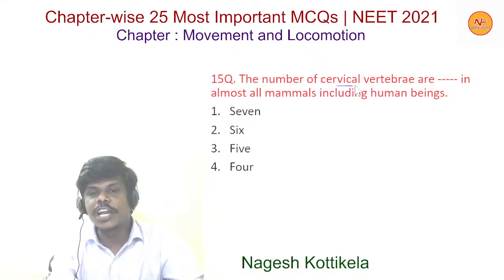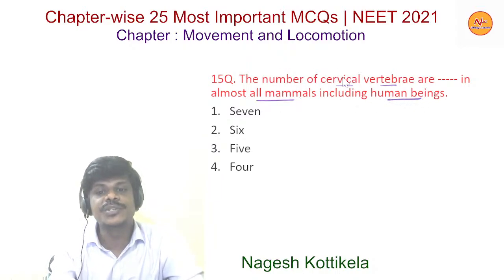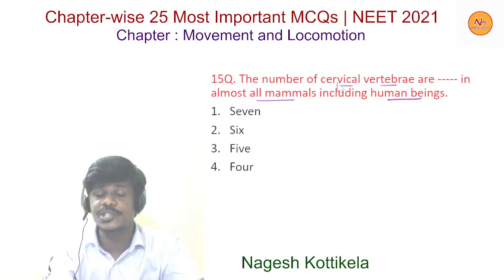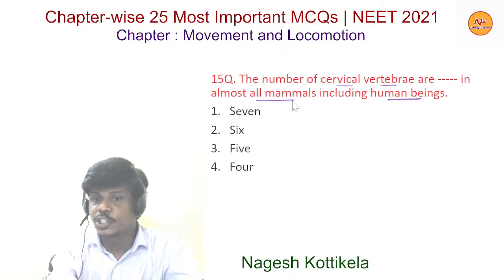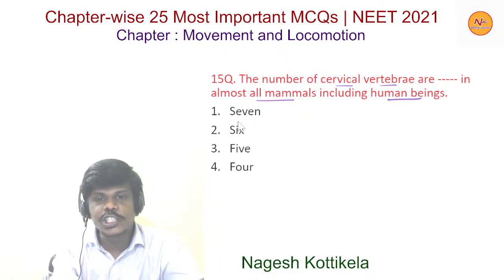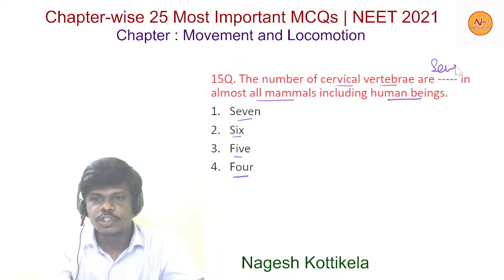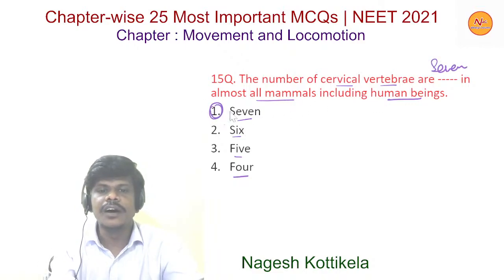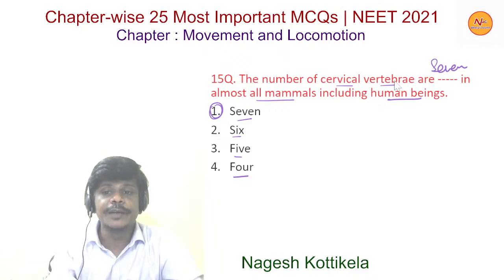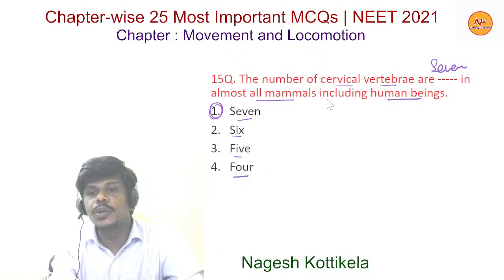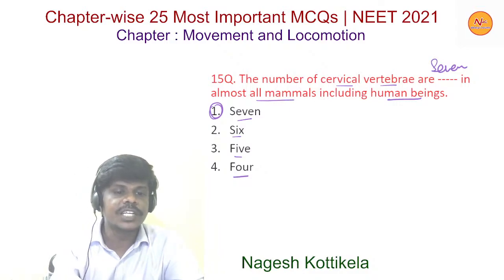The number of cervical vertebrae are dash in almost all mammals including human beings. So this question is about the number of cervical vertebrae present in almost all mammals including human beings. Option 1, 7, option 2, 6, option 3, 5, and option 4, 4. So here option 1, 7, is correct. The number of cervical vertebrae are 7 in almost all mammals including human beings. Now moving to the next question.